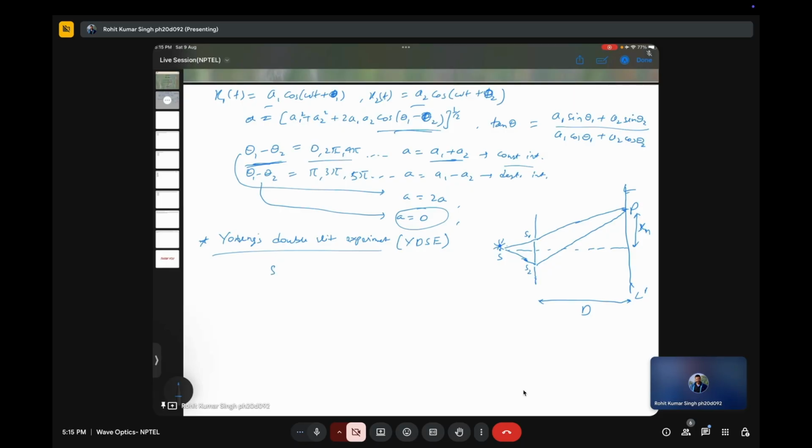So let's call this distance S2P minus S1P, okay? And if this difference is an integral multiple of lambda, so n equal to 0, 1, 2, 3, like that, okay, then we have maxima or constructive interference, okay, and you get a bright fringe.